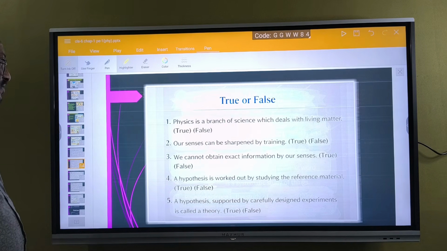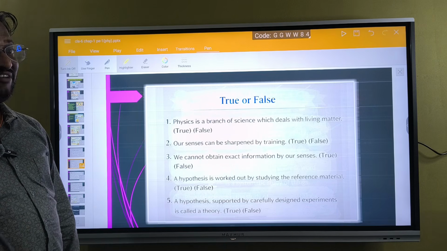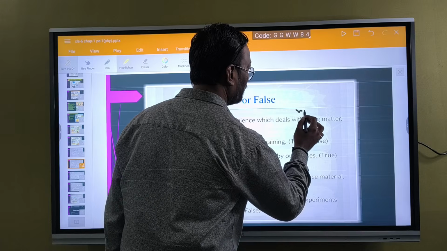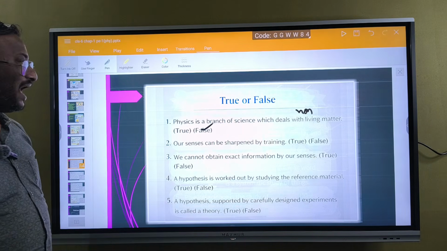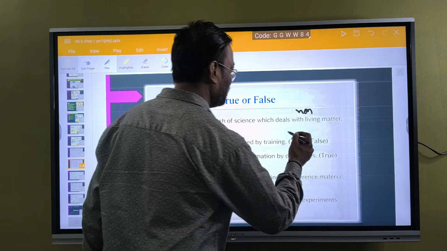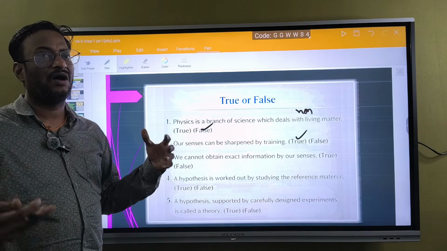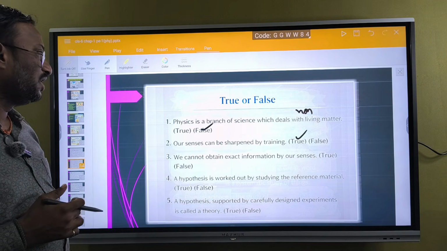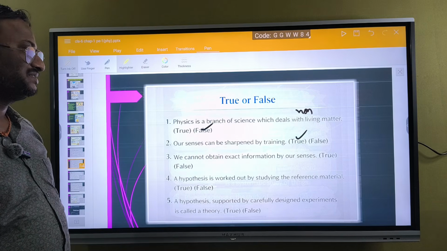Next we go for true or false. Physics is a branch of science which deals with living matter. No, it deals with non-living matter. So the answer is false. Our senses can be sharpened by training. Yes, that's why we have made different kinds of activities through our senses. So this is true. We cannot obtain the exact information by our senses.